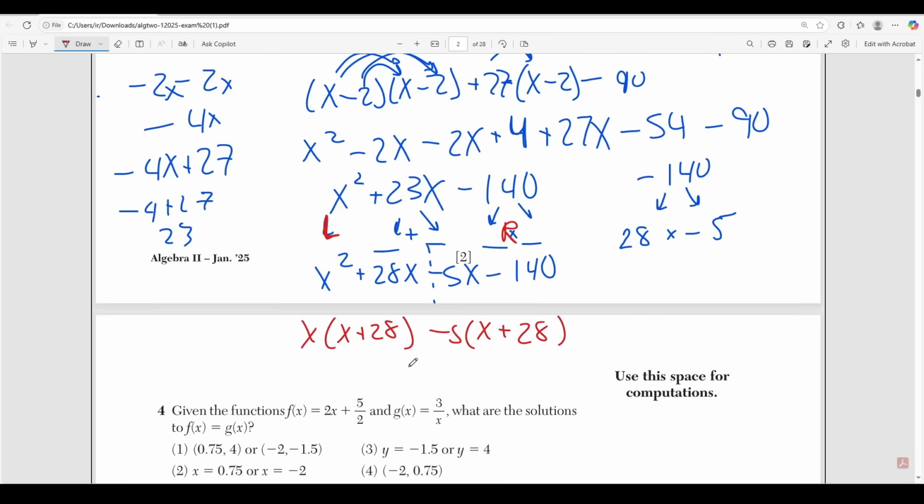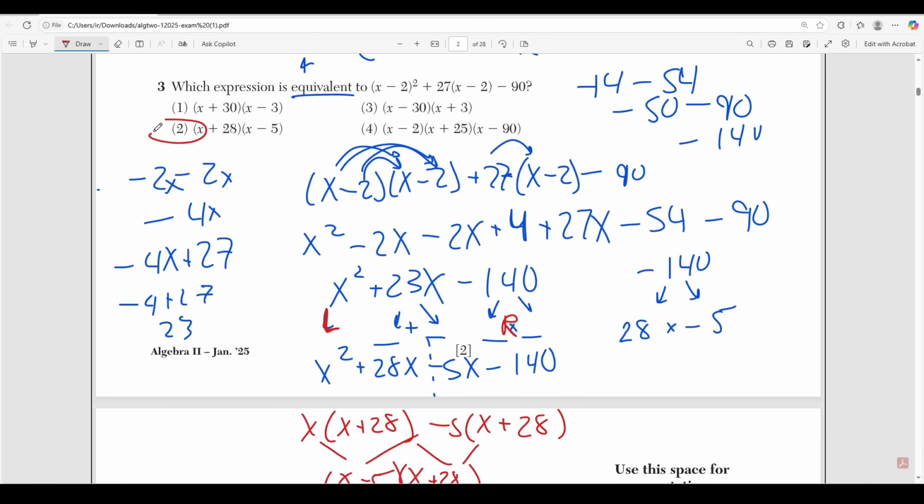Now that you have two terms in this parentheses, we just combine it into one. So we have x plus 28, and we combine these into another. We have x minus 5. So the correct answer is x minus 5 times x plus 28, which is choice 2.